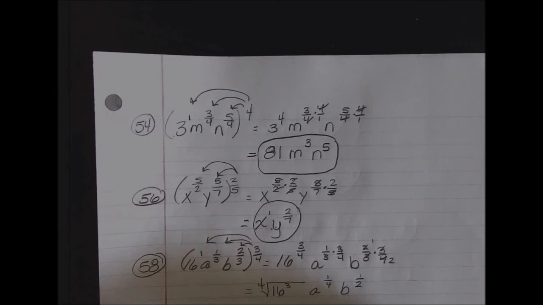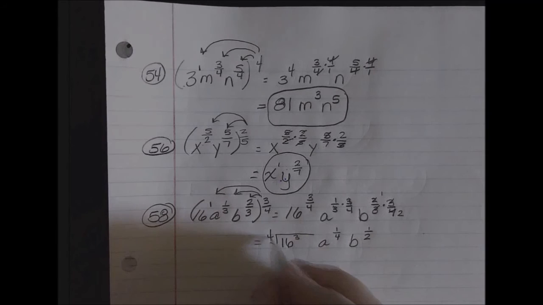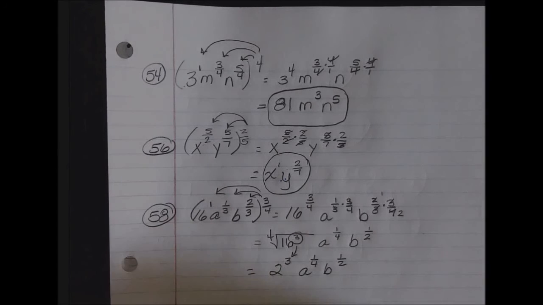So to finish this problem, I can take the 4th root of 16, which is 2, and then that 3 is carried outside of that radical. A to the 1/4, b to the 1/2. And then finally I can simplify by doing 2 to the 3rd power, which is 8. Because 2 times 2 is 4, and then 4 times 2 is 8.